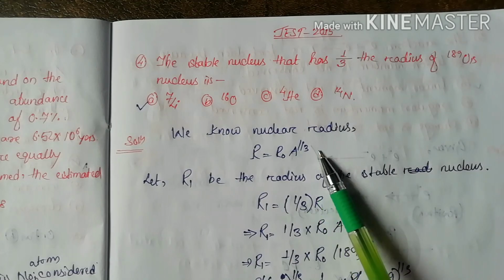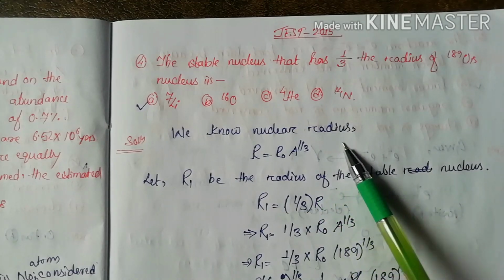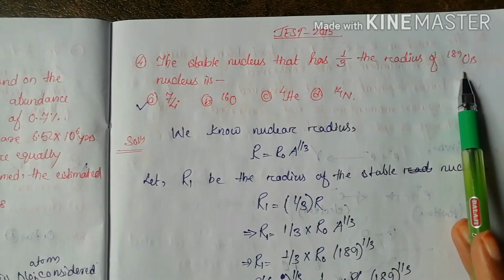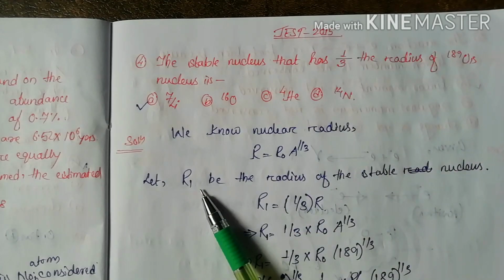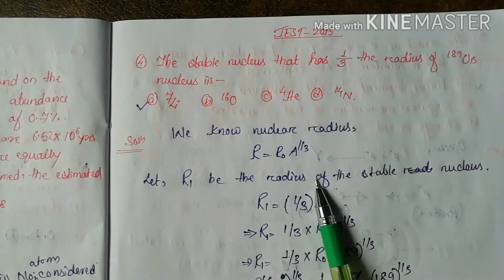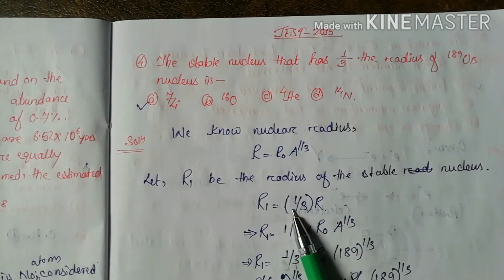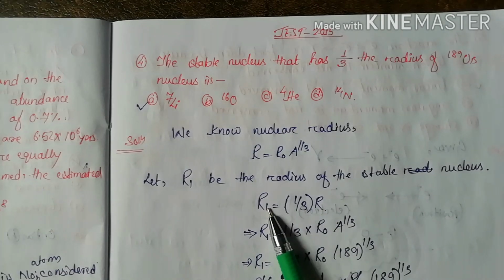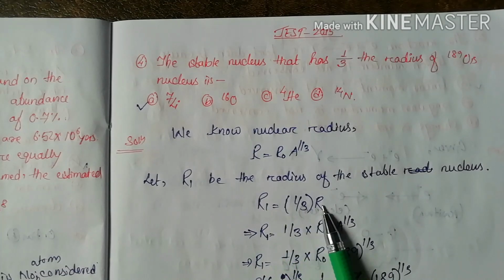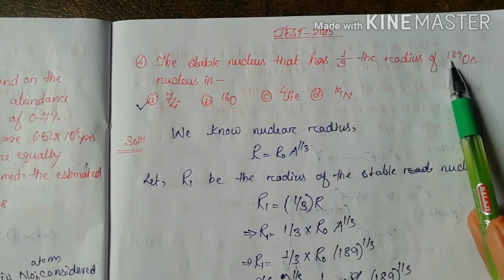R is equal to R naught A to the power 1/3. This is the radius of the osmium nucleus considered here. And we will consider R1 to be the radius of the stable nucleus. So R1 is equal to 1/3 of R, the radius of the osmium nucleus. It is given as 1/3 of this particular nucleus.